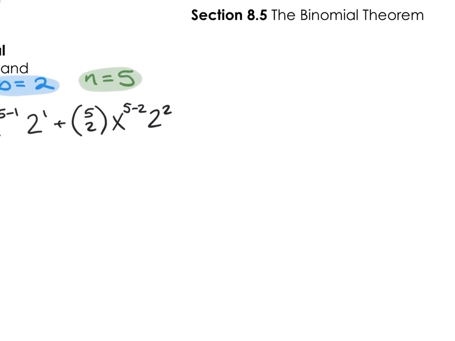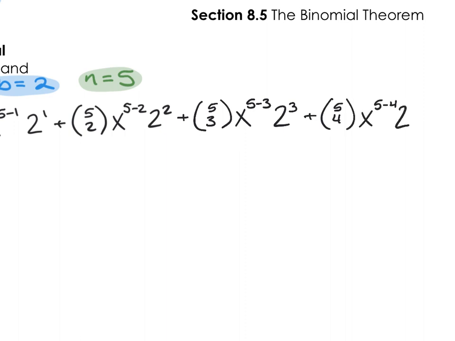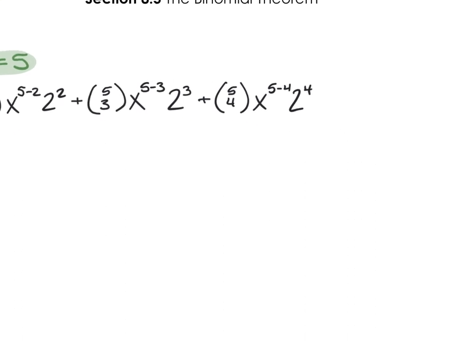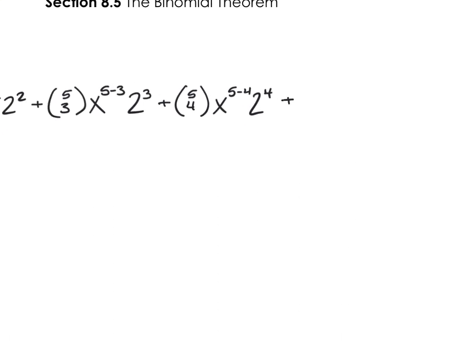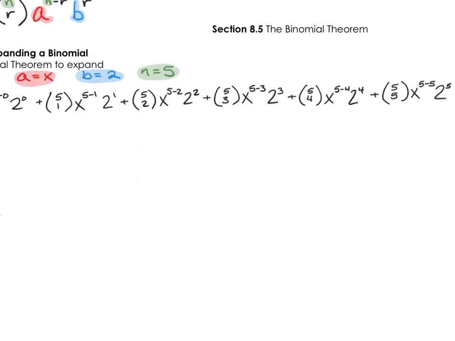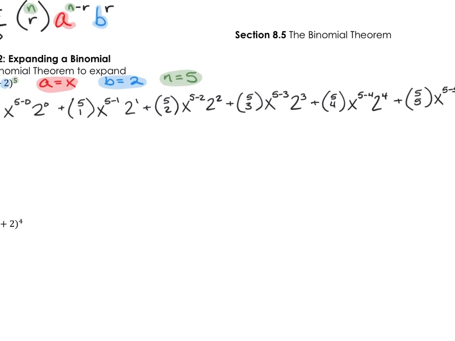I can't show everything at once because my handwriting would get too big. Then we have 5 choose 3, x to the 5 minus 3, 2 to the 3, plus 5 choose 4, x to the 5 minus 4, 2 to the 4. One more, which we might have to squeeze in there. 5 choose 5 times x to the 5 minus 5 times 2 to the 5. Woo-wee! All right, let me zoom out and let you copy. I don't even know if it's big enough for you to see.